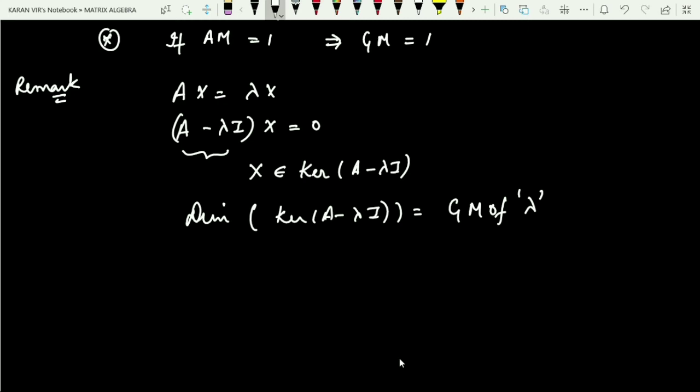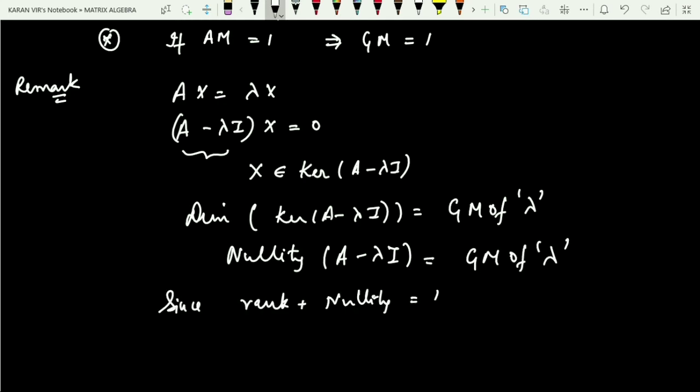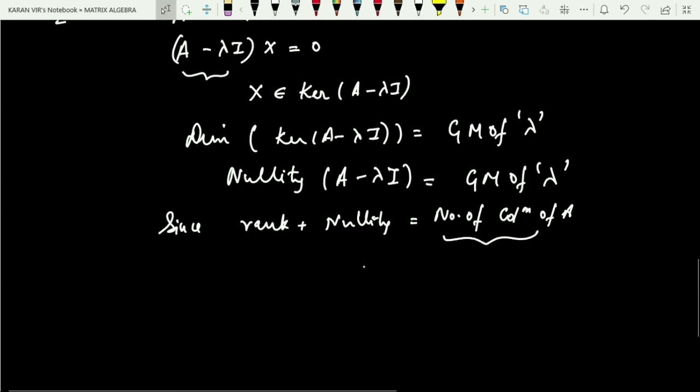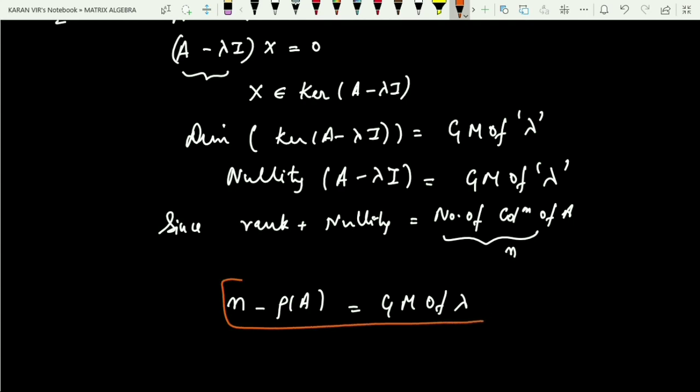The dimension of the kernel is called the nullity. So this is nothing but the nullity of A minus lambda I, which is equal to the GM of lambda. Now we know that rank plus nullity is equal to the number of columns of A. Let me denote the number of columns of A as n. So just replace the value of nullity: n minus rank of (A minus lambda I) is equal to the GM of a particular lambda. This is the formula we will be applying in order to calculate the GM corresponding to any particular lambda.